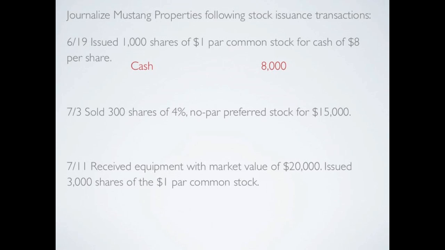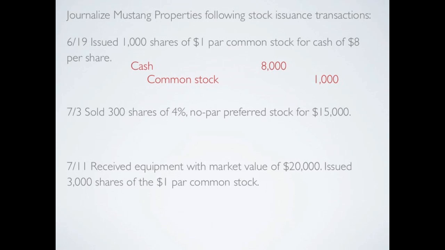Common stock is recorded in the books at par. No matter what you sell it for, it's recorded at par. So we're going to credit common stock at the par value. So we sold 1,000 shares that have a par value of $1 per share. So the common stock is credited for $1,000. But we don't balance.